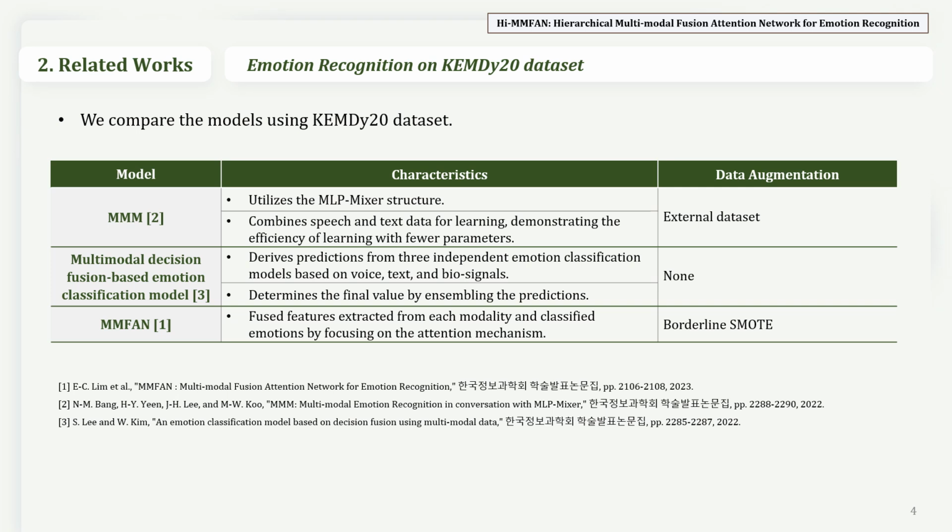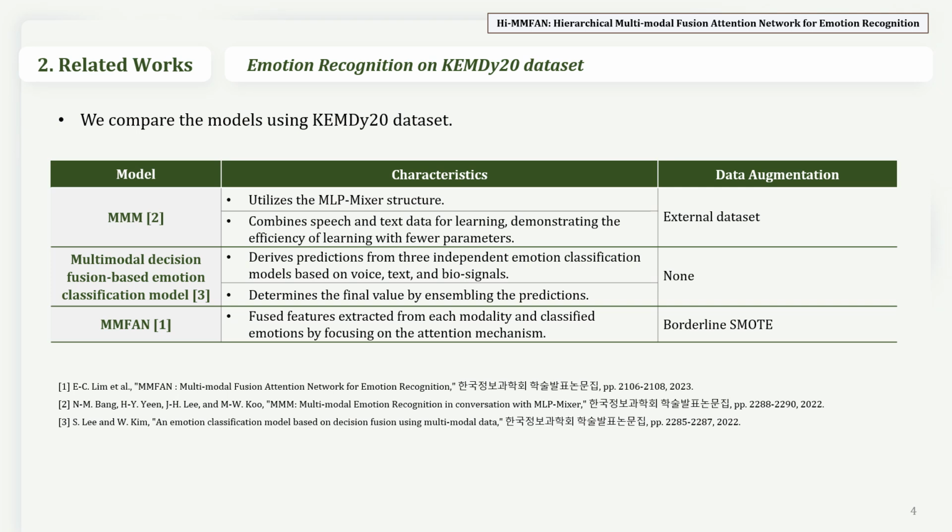Here are the related works. It is emotion recognition on the KEMDy20 dataset. We compare the models using the KEMDy20 dataset. MMM utilized the MLP mixer structure and combines speech and text data for learning, demonstrating the efficiency of learning with fewer parameters. For data augmentation, MMM utilized an external dataset to evenly distribute the remaining emotion classes, except for neutral or positive.